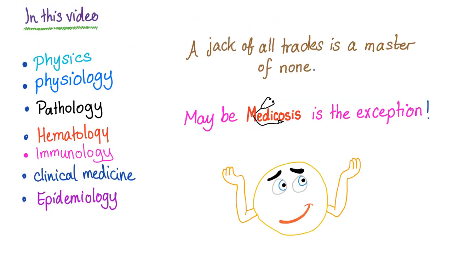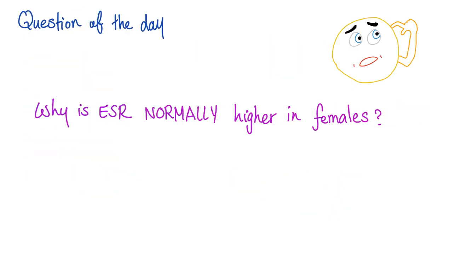So in this video, we have talked about physics, physiology, pathology, hematology, immunology, clinical medicine, and epidemiology. A jack of all trades is a master of none. Medicosis has proven this to be wrong. A jack of all trades is a master of some. Maybe Medicosis is the exception. Question of the day. Why is ESR normally higher in females? If you understand this video and can answer this question correctly, then I've done my job properly. If you can't answer this question, there is no hope for me or for you.